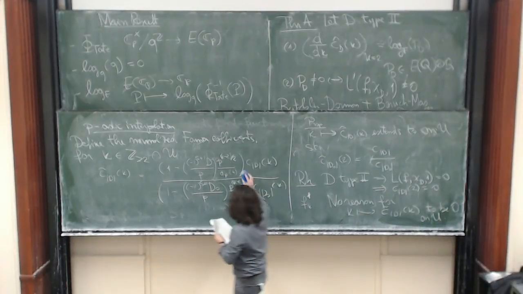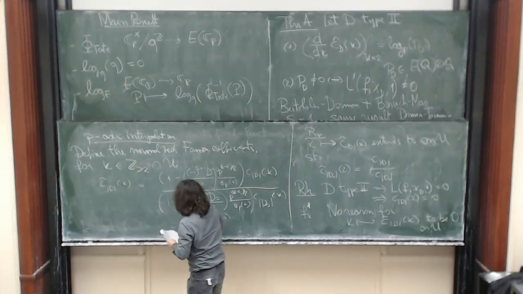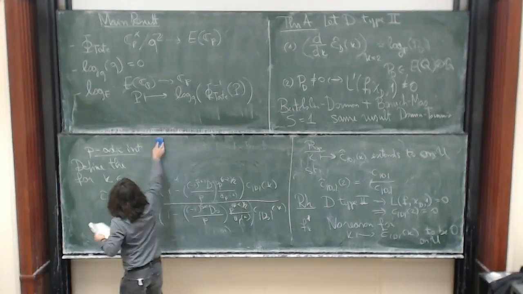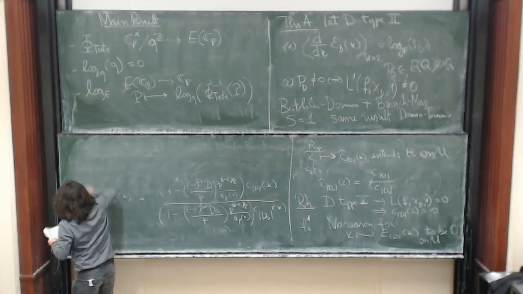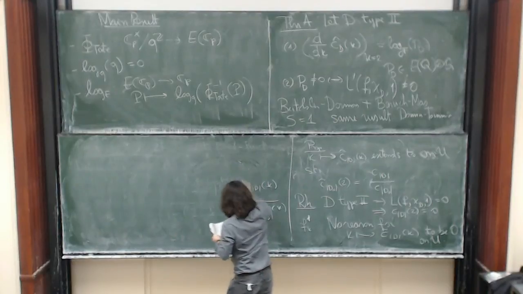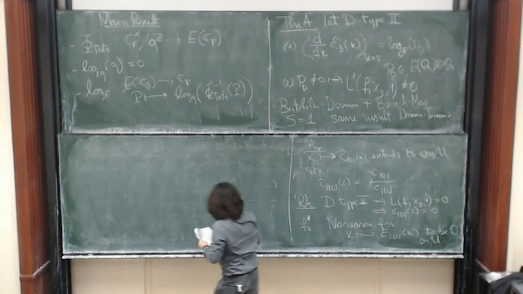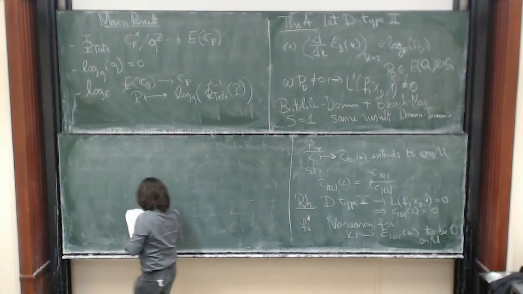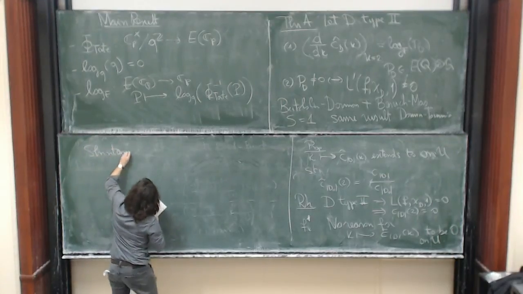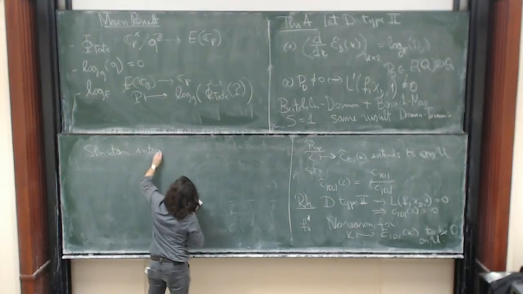So the main ingredient that is used in all these kinds of proofs are p-adic Shintani integrals, the p-adic variation of classical Shintani integrals. Okay. So what are Shintani integrals?